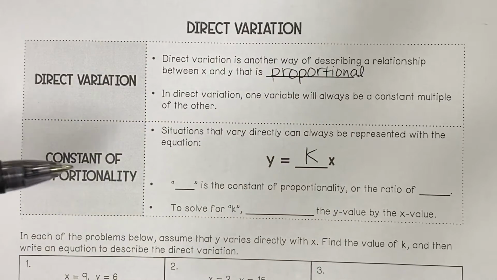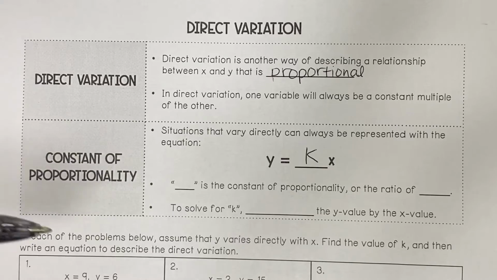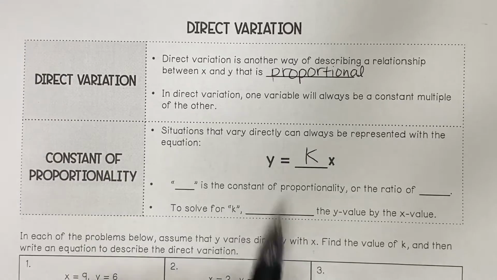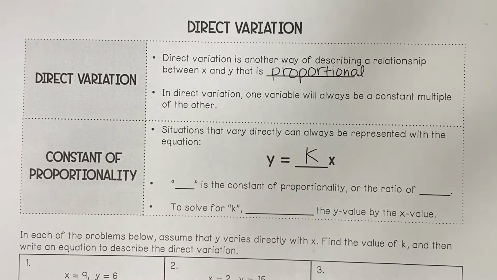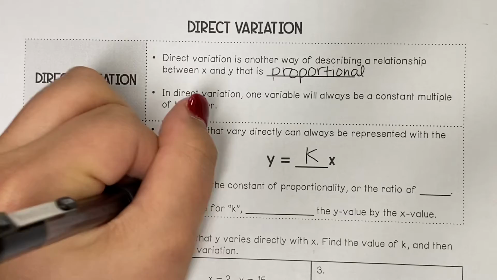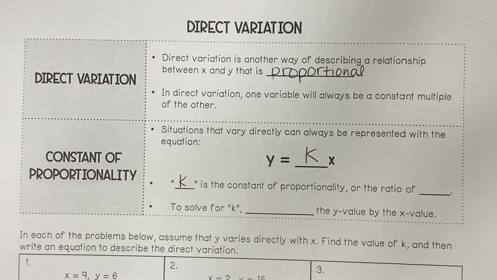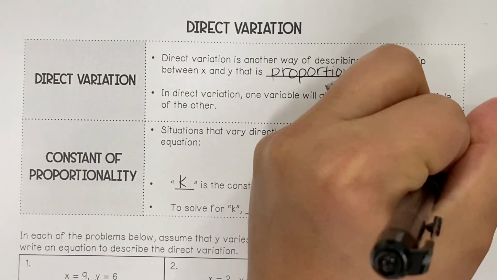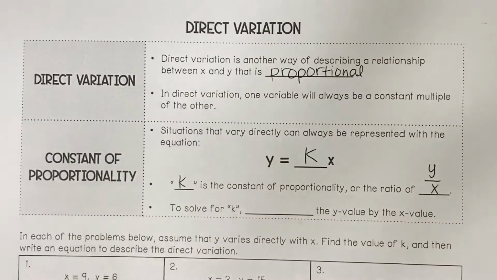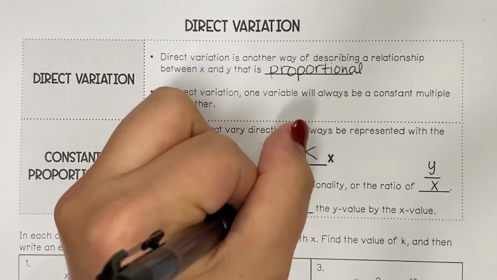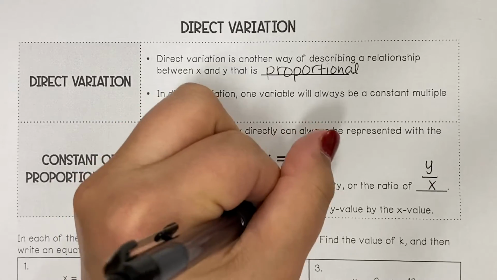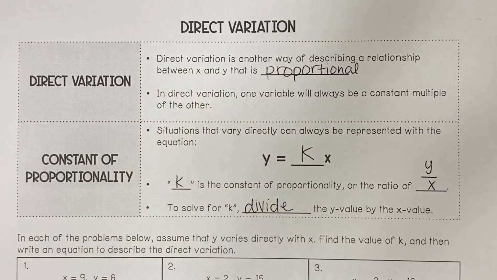If you remember from proportional versus non-proportional notes, this is the equation that we use for proportional relationships. If you also remember, k is the constant of proportionality, or the ratio of y over x. To solve for k, you simply divide the y value by the x value.